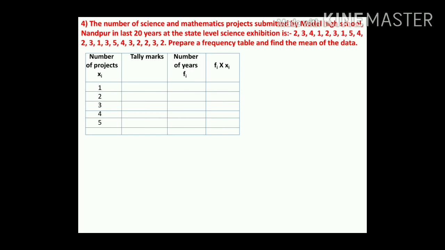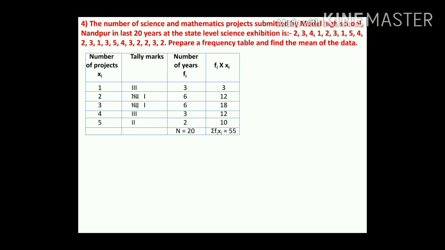Now tally marks. Here in the first one, what is given? 4. Here 6. 6. Next is 3. Next is given 2. Here the number of years, frequency: 3, 6, 6, 3, 2. So here all the frequencies we have to add, we get N equal to 20.